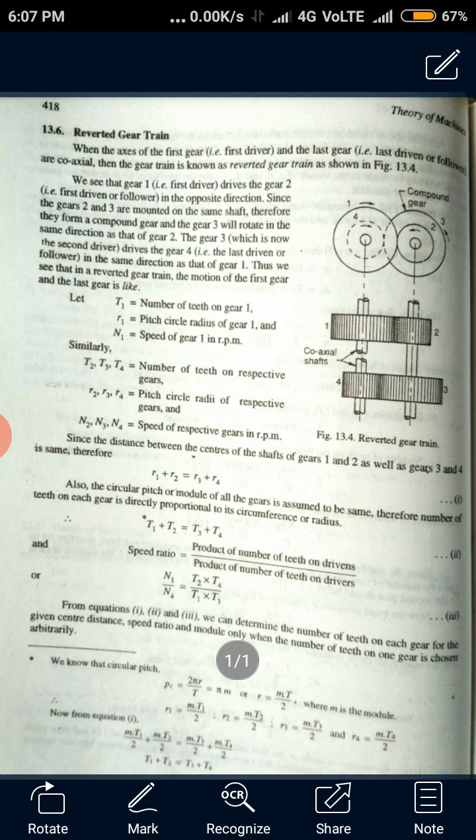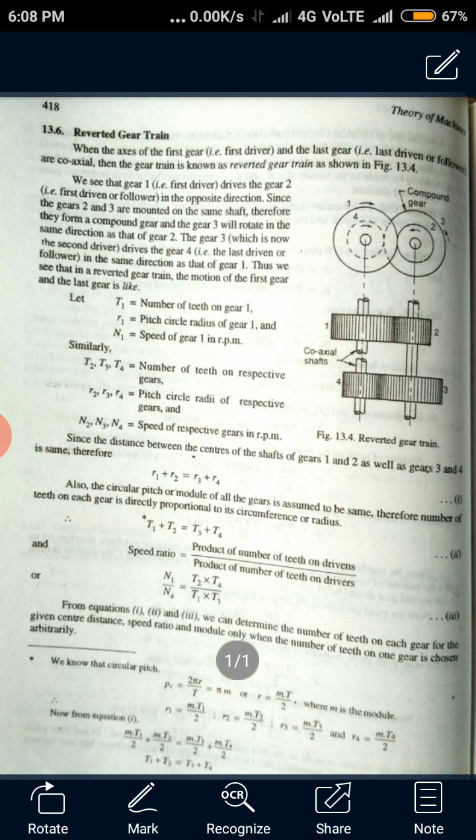So coming to the last part, finding the speed ratio. Already you know that gear 1 meshes with gear 2, so you can write the equation N1 by N2 equal to T2 by T1. Then 3 meshes with 4, so you can write N3 by N4 equal to T4 by T3. Multiply equations 1 and 2. So what you get as the product is N1 by N4 equal to T2 T4 divided by T1 T3. So this way you can find the speed ratio.